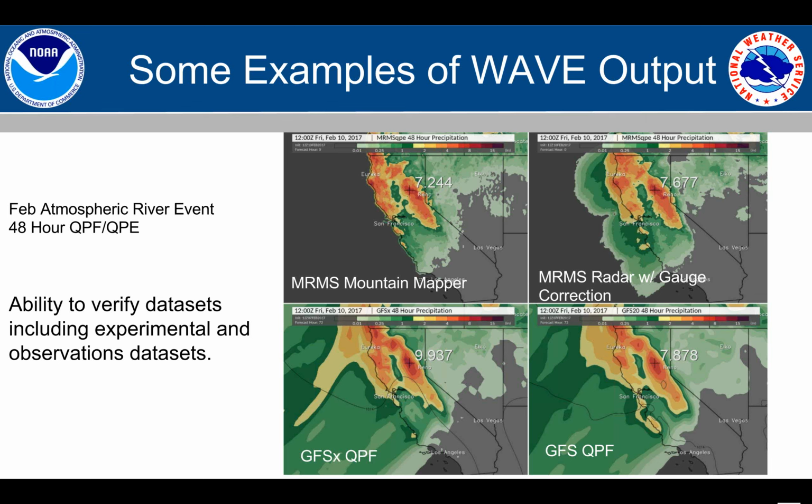So with MRMS, you have some really nice QPE options. This is just showing the different options. Out in the west here, we like the mountain mapper option, and in the top right there is radar with gauge correction.